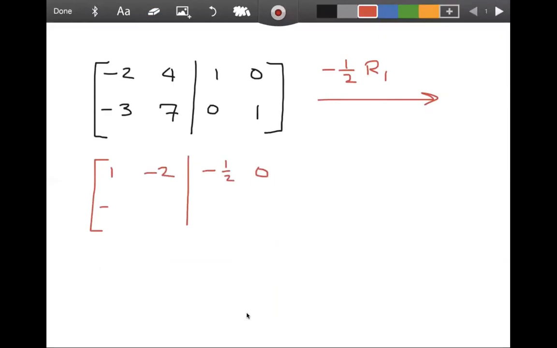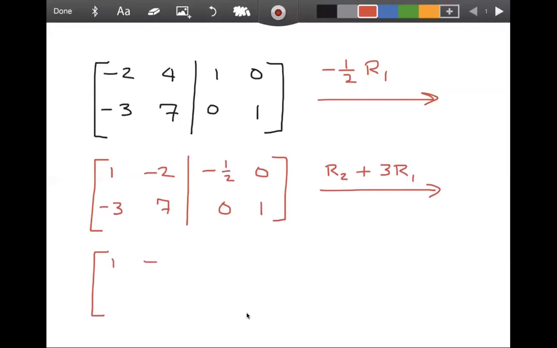Okay, so the next step is going to be to put a 0 in the spot where that -3 is. And that's using elementary row operation number 3. So we want to change row 2 by adding to it 3 times row 1. So 1, -2, -1/2, 0. All right, and now the new row 2 is going to look like this. -3 plus 3 times 1 is 0. That was the whole point.